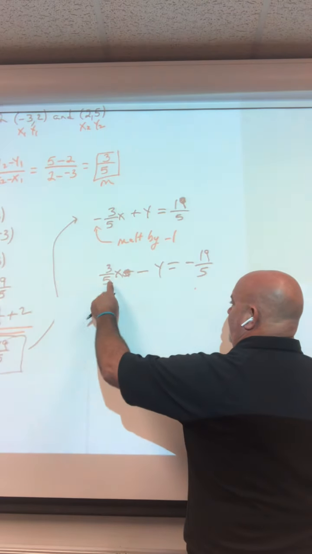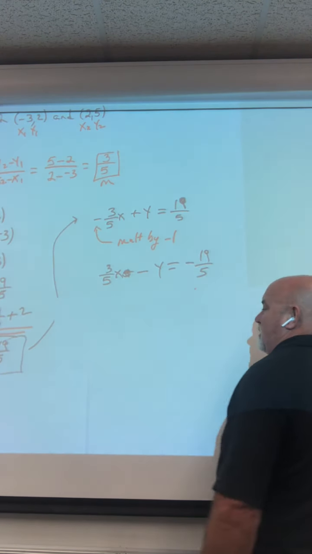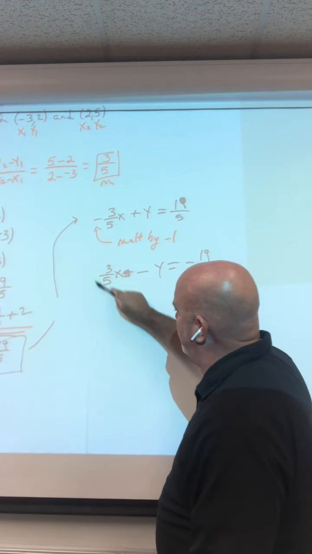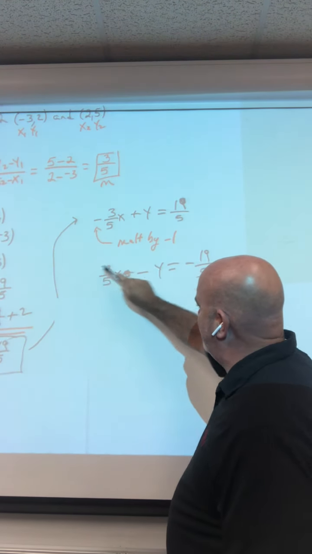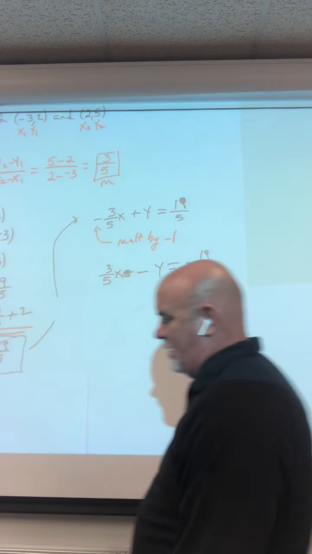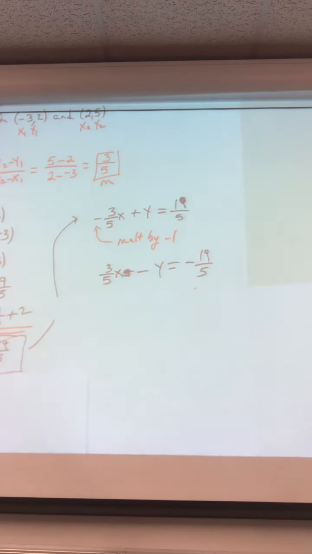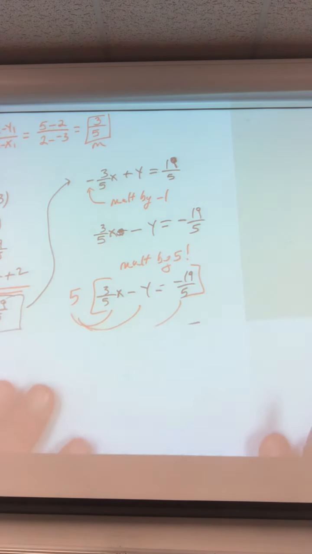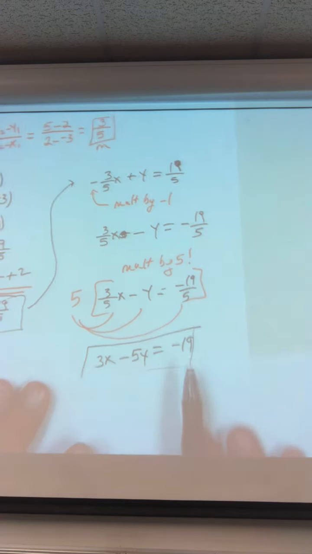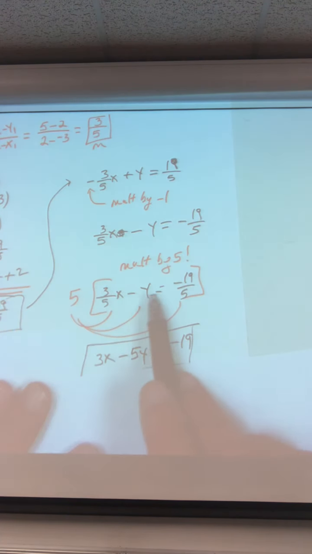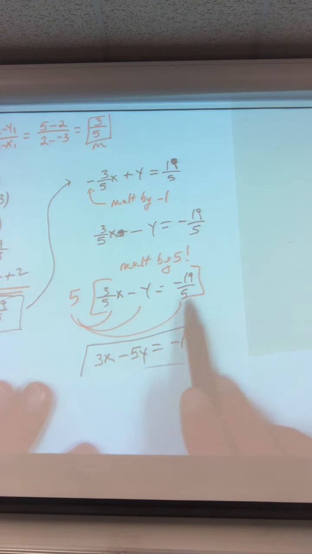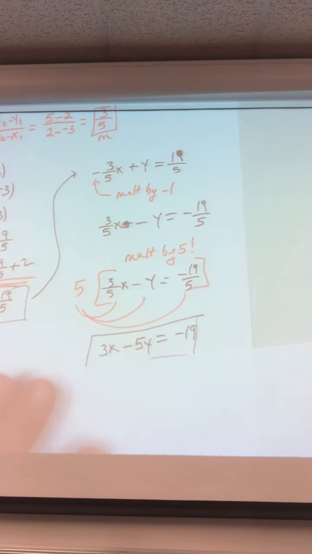So what I'm going to do to get rid of these dividing 5s is multiply by 5. When you multiply by 5, it has to be by every one of these. 5 by this one, 5 by this one, 5 by that one. It's like the distributive property. 5 times the 3/5 x is just 3x. 5 times the y is 5y. And then 5 times the 19/5, the 5's cancel and leaves the minus 19.